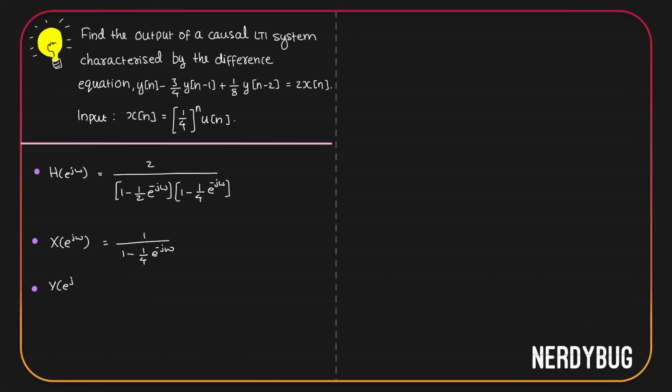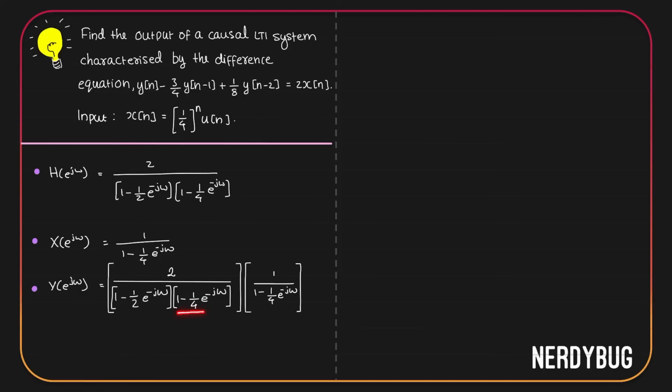We know the output Y of e raised to j omega will be the product of X of e raised to j omega and H of e raised to j omega. So we get this. In the denominator, we have a 1 minus 1 by 4 e raised to minus j omega. We are again multiplying it with 1 minus 1 by 4 e raised to minus j omega. So we can simplify it like this. 2 divided by 1 minus 1 by 2 e raised to minus j omega multiplied by 1 minus 1 by 4 e raised to minus j omega squared.